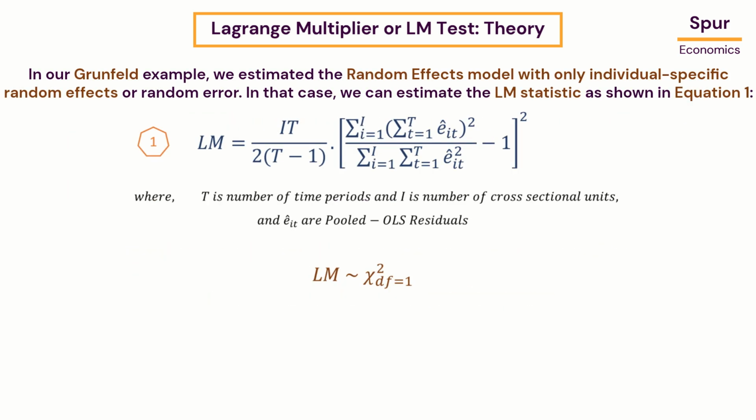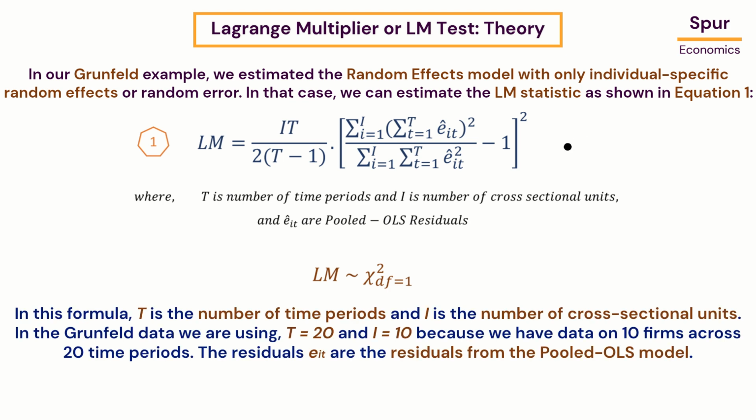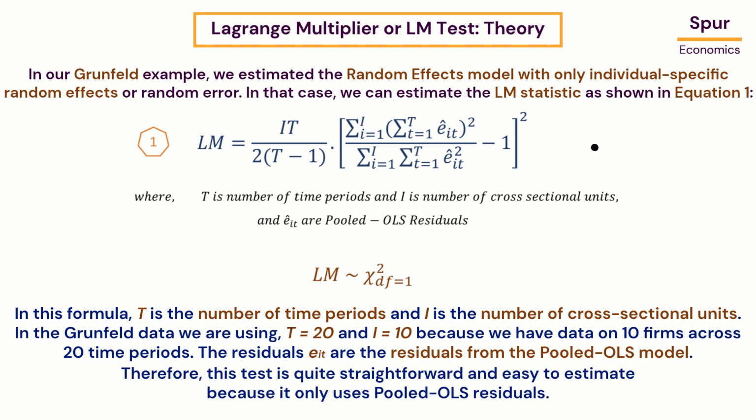In our Grunfeld example, we estimated the random effects model with only individual specific random effects or random error. In that case, we can estimate the LM statistic as shown in equation 1. In this formula, T is the number of time periods and I is the number of cross-sectional units. In the Grunfeld data we are using, T is 20 and I is 10 because we have data on 10 firms across 20 time periods. The residuals e_it are the residuals from the pooled OLS model. Therefore, this test is quite straightforward and easy to estimate because it only uses pooled OLS residuals.